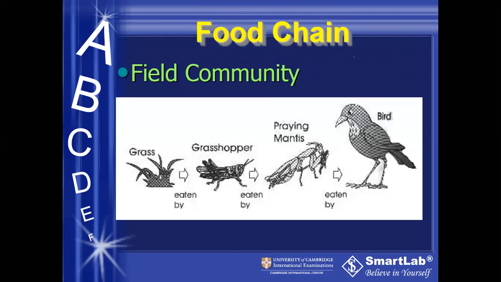Okay, we take a look at the typical food chain that can be found in the field community. So we start off with the grass, then eaten up by the grasshopper, followed by the mantis, and finally the bird.